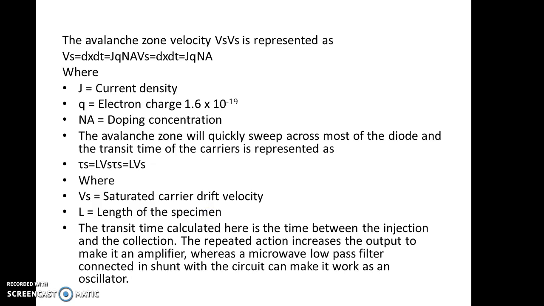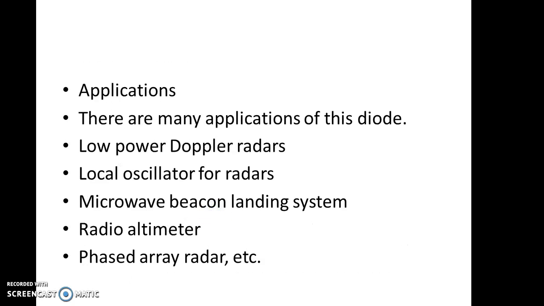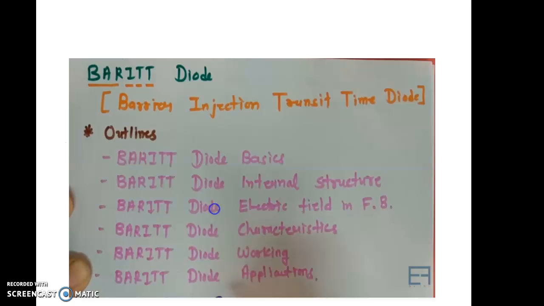The avalanche zone velocity Vs is represented by the equation given. Among the applications, there are many applications of this diode: low power Doppler radars, local oscillator for radars, microwave beacon landing systems, radio altimeters, phased array radar, etc. What is a BARITT diode?